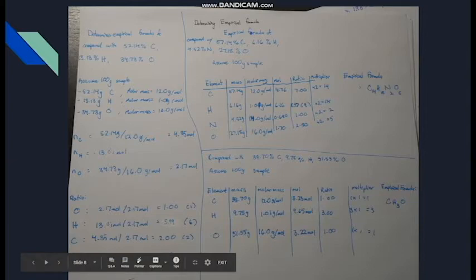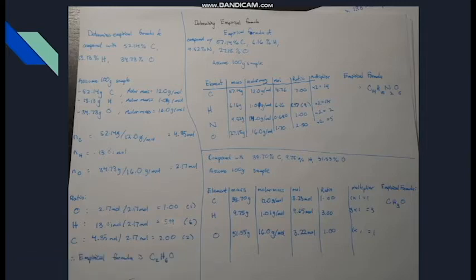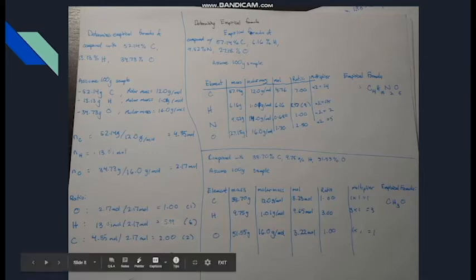To do the ratio, again, like I said, we divide all 3 mole values by the smallest number, which is 2.17 moles, and we get a ratio of 1 for oxygen, as the lowest is always going to be 1. Hydrogen here has a ratio of 5.99, which can round up to 6. Carbon has a ratio of 2.00, which rounds to 2.